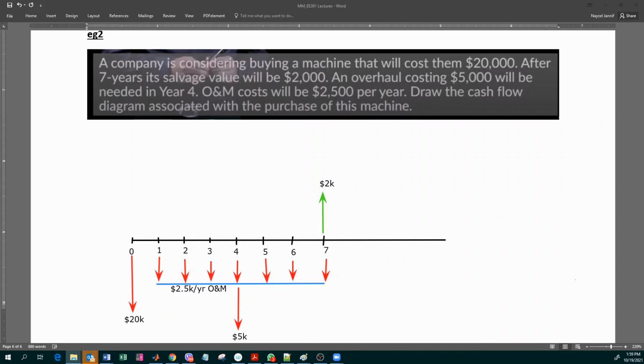All right, that's it for today. I think we have run out of time now. That's it for this afternoon. We have learned how to draw a cash flow diagram.